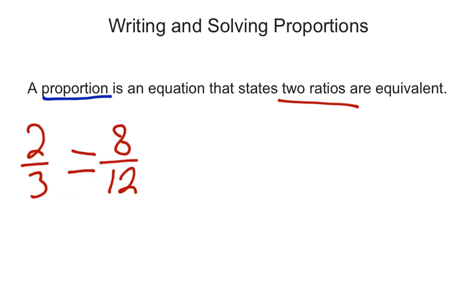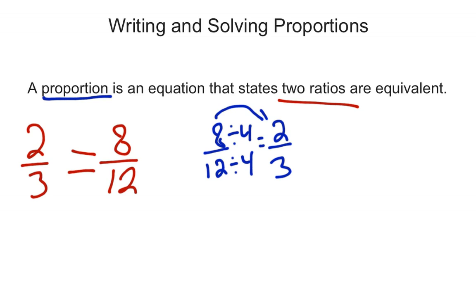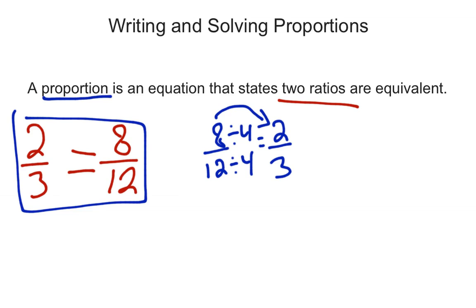If 2/3 does equal 8/12, then this entire thing is what we call a proportion. Now, I'm going to show you that these two things are equal, because if they are, we should be able to reduce 8/12 and it should become 2/3. If I divide the numerator and denominator by 4, 8 divided by 4 is 2, 12 divided by 4 is 3. So 8/12 really is the exact same thing as 2/3, and that is what makes this a proportion. It's two ratios set equal to each other, but they have to be equal ratios.